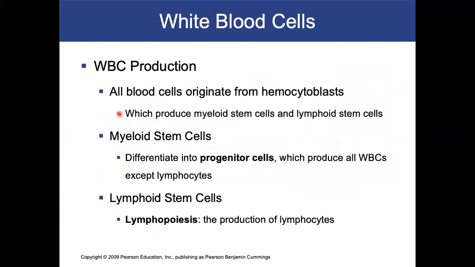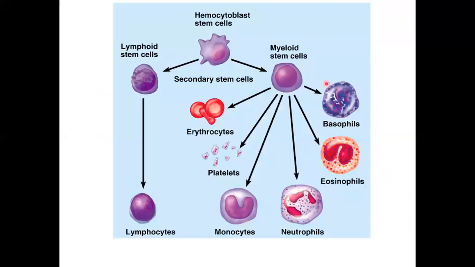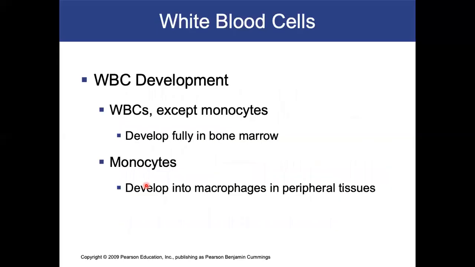All blood cells originate from hemocytoblasts, right? Myeloid stem cells differentiate into progenitor cells, which produce all of your white blood cells except your lymphocytes. Your lymphoid stem cells go through lymphopoiesis and produce lymphocytes. Here's a picture. Myeloid stem cells give rise to these guys. Lymphoid stem cells give rise to lymphocytes. Okay. White blood cells develop fully in the bone marrow except for monocytes. Monocytes are going to mature into macrophages in peripheral tissue.